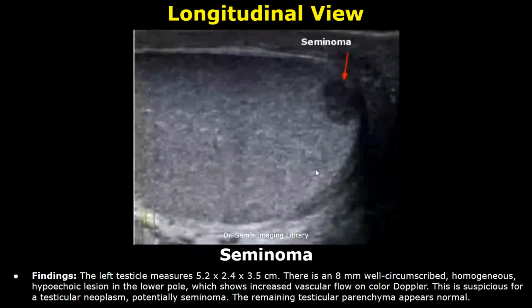Here is a case of seminoma. There is an 8 mm well circumscribed homogeneous hypoechoic lesion in the lower pole, which shows increased vascular flow on color Doppler. This is suspicious for a testicular neoplasm, potentially seminoma. The remaining testicular parenchyma appears normal.